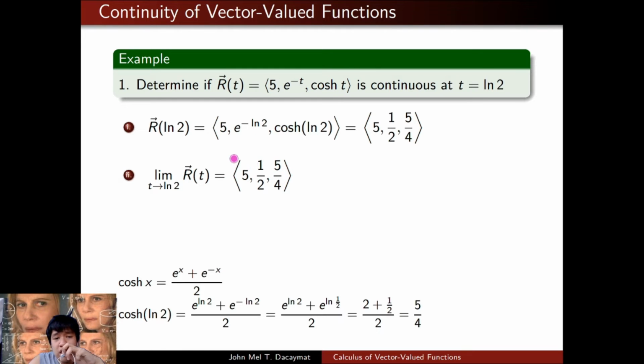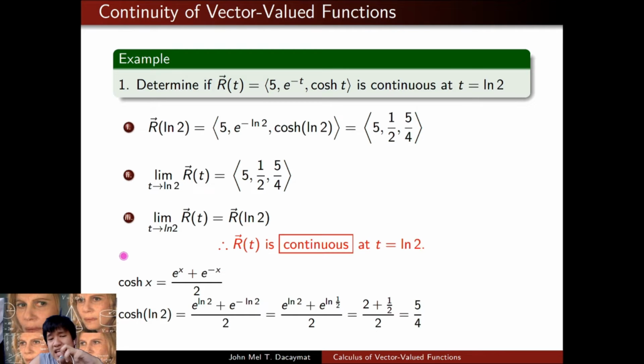So, there. The second condition is satisfied. We have a value for the limit. It exists. And furthermore, it equals the function value at the second component. Therefore, the third condition is satisfied. We can say that the vector function r is continuous at t equals ln2.